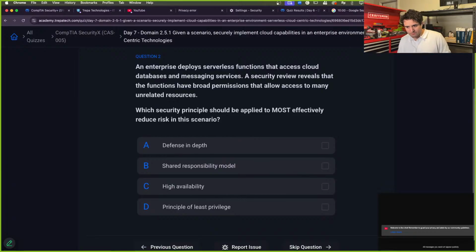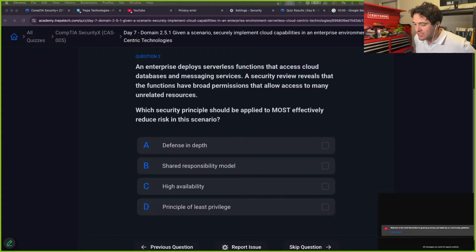Okay, question 2. An enterprise deploys serverless functions that access cloud databases and messaging services. A security review reveals that the functions have broad permissions that allow access to many unrelated resources. Which security principle should be applied to most effectively reduce risk in this scenario? So we're worried about functions' access again. And like I said, it's funny with the cloud.